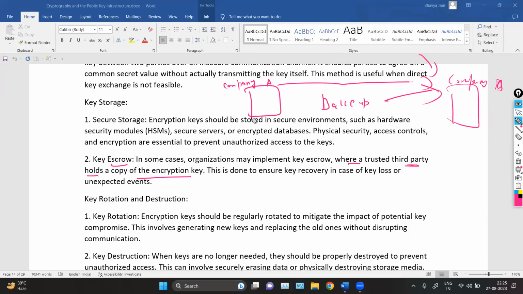In company A, you have the keys with yourself, and in case of any key loss or any disaster, you can take the backup from company B. That is key escrow. This is done to ensure key recovery in case of a key loss or unexpected events.